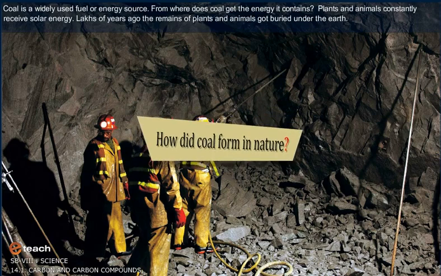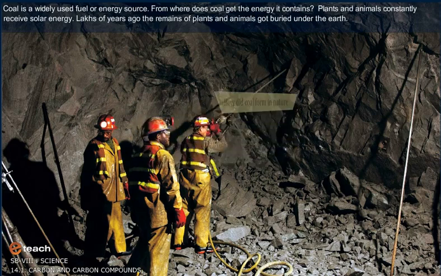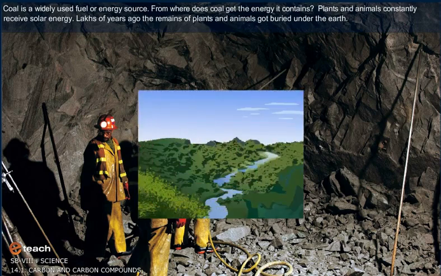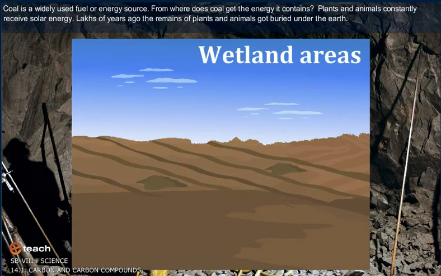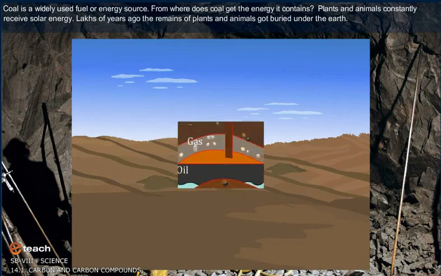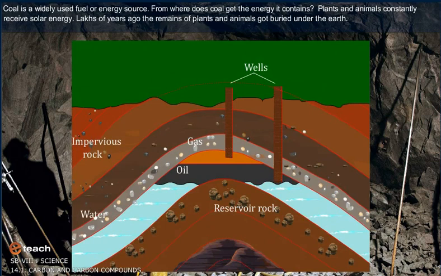So students, how did coal form in nature? Coal is a widely used fuel or energy source. From where does coal get the energy it contains? Plants and animals constantly receive solar energy. Lakhs of years ago, the remains of plants and animals got buried under the earth.